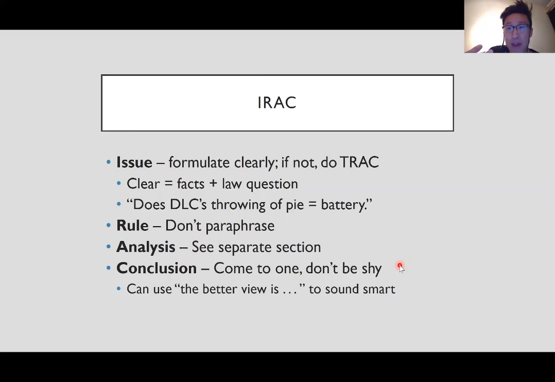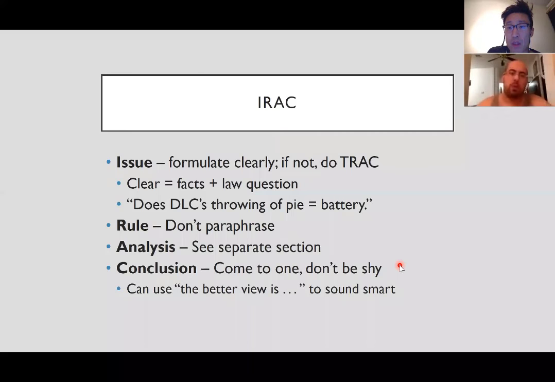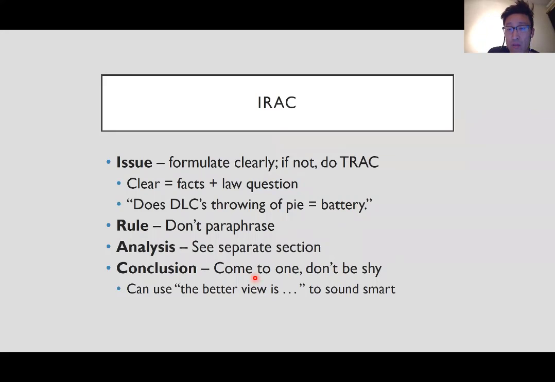Again, if you think back to what it is that you're doing on an issue spotting exam, it's not unlike consulting a client who wants to know, would I prevail if I sue? Your client's not necessarily interested in the rest of this for its own sake. Your client wants to know the bottom line. Now, that doesn't mean blindly saying you'll win or you won't.